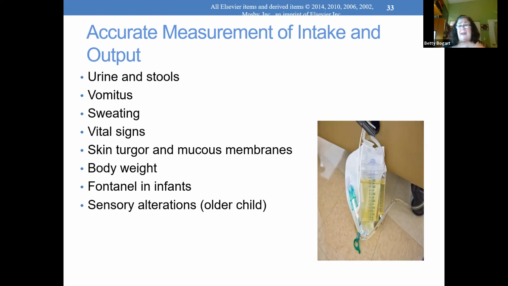And of course, I love fontanelles. I love it when infants have it because it tells me everything. And then children, as they get older, when they're really dehydrated, they're not going to be responding quickly. We know children who don't feel well, you're not going to be able to wake them up as easily, or they're going to be just sitting there and not playing. Well, this is telling me a lot.